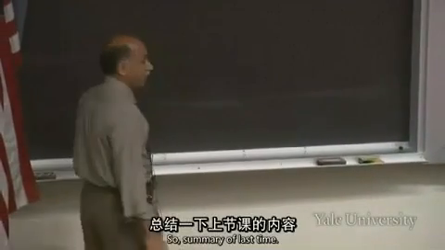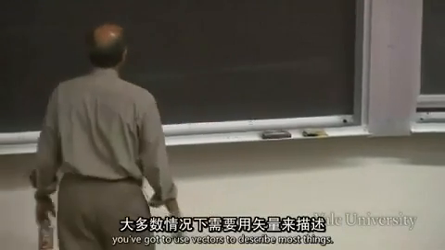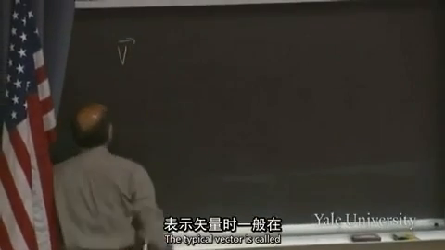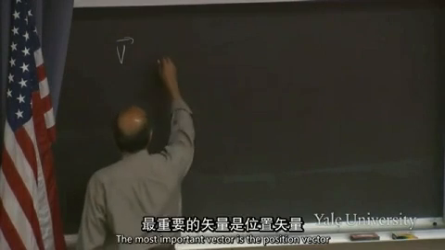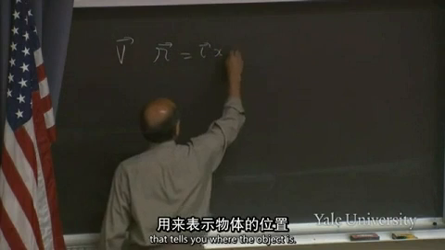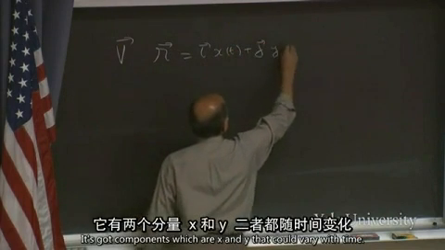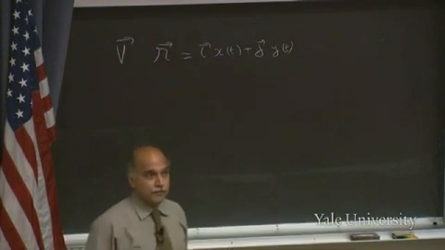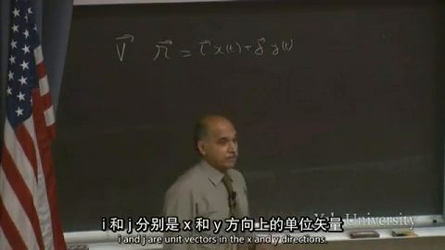All right, so summary of last time. If you live in 2 dimensions or more, you got to use vectors to describe most things. So the typical vector is called V or A or B, something with an arrow on it. The most important vector is the position vector that tells you where the object is. It's got components which are x and y that could vary with time. i and j are unit vectors in the x and y directions.